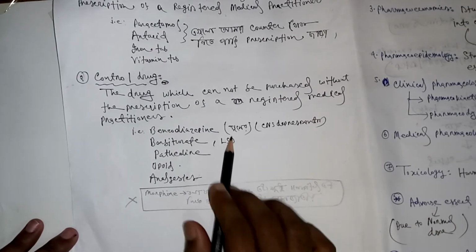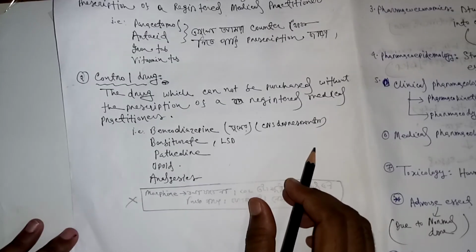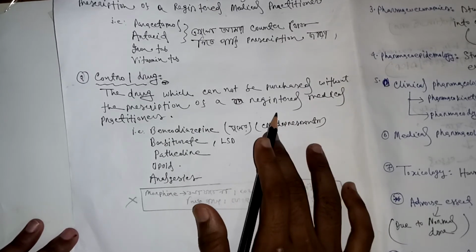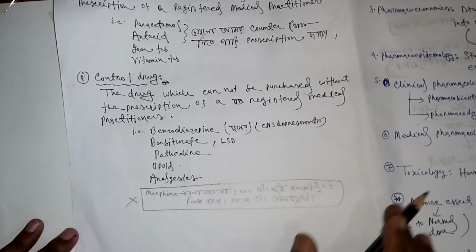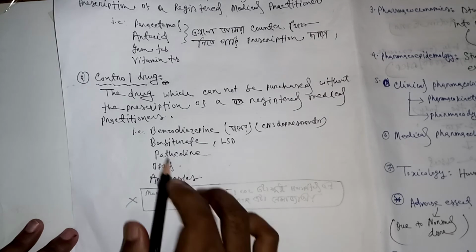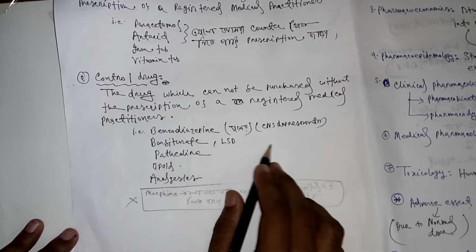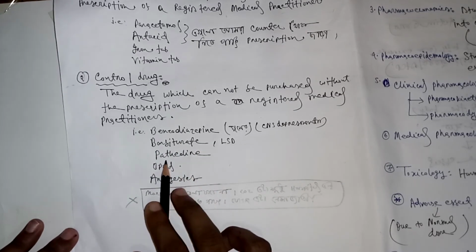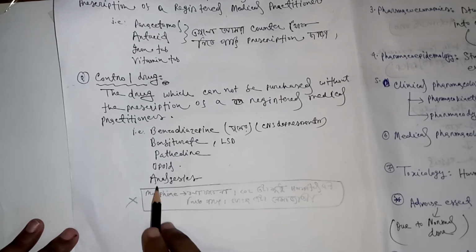Diazepine, then sleeping medicine, it will depress the CNS, or it acts as a CNS depressant. Then barbiturate, LSD, then pethidine, opioid analgesics.